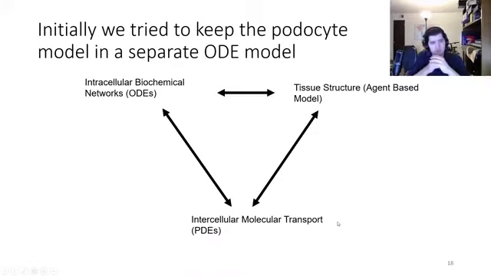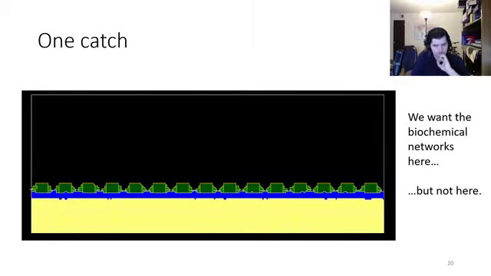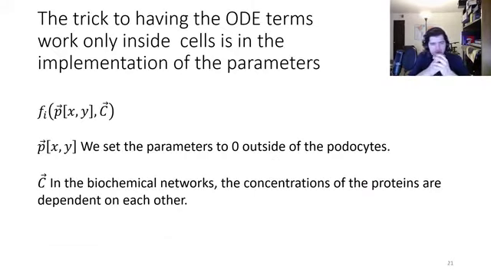For our podocyte model, we initially tried to keep it in its own separate ODE model, but for how we implemented things, it made more sense to move it into our PDEs. And we did that by adding a reaction term. However, we want our biochemical networks to occur inside the foot processes, but not in the Bowman space. The trick to having the ODE terms work only inside the foot processes is to have the parameters be a field value and have the parameters only be non-zero inside of the foot processes. Everywhere else, they're equal to 0.